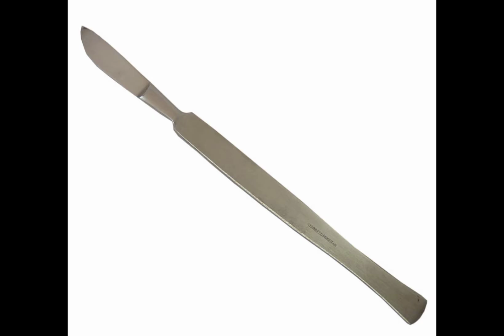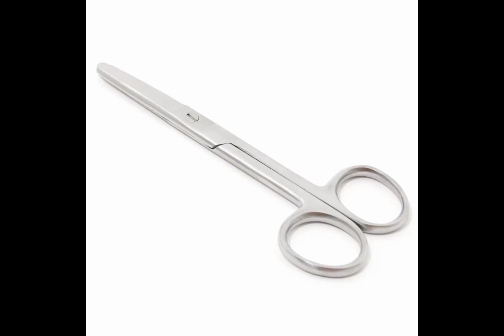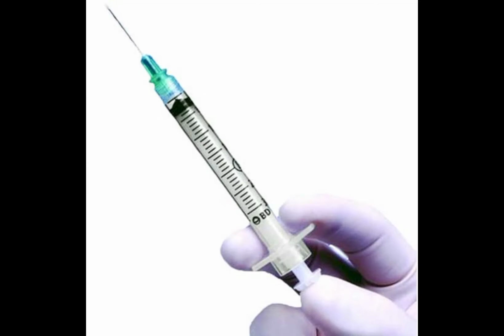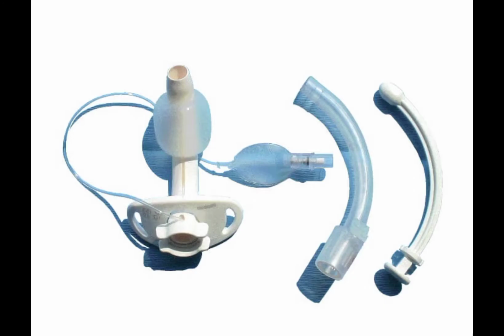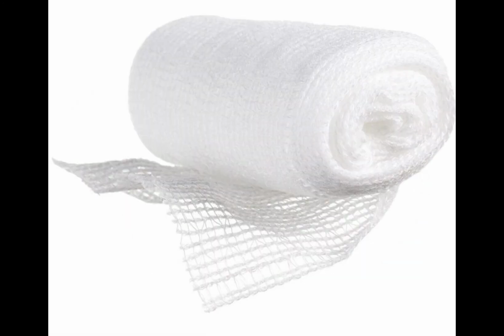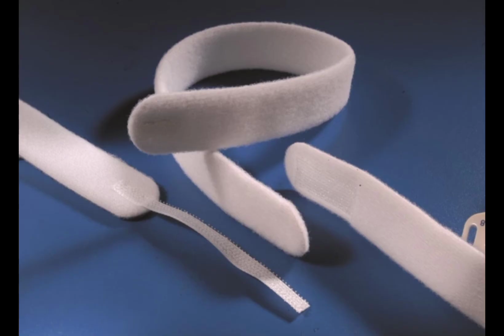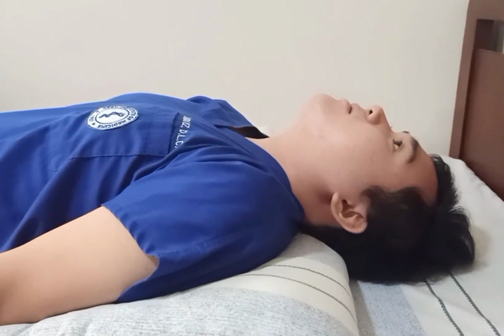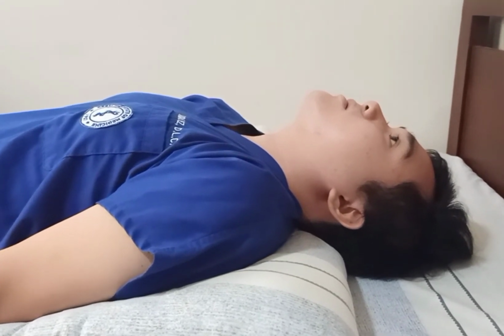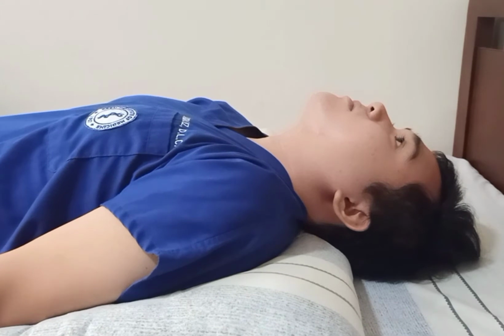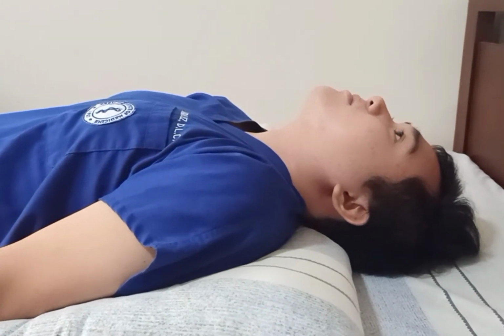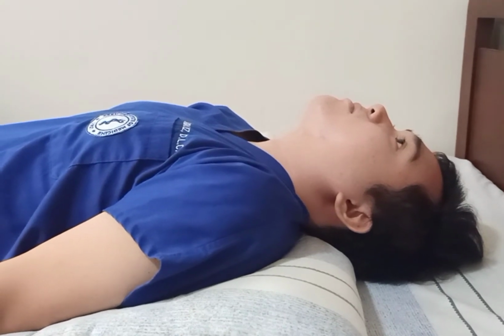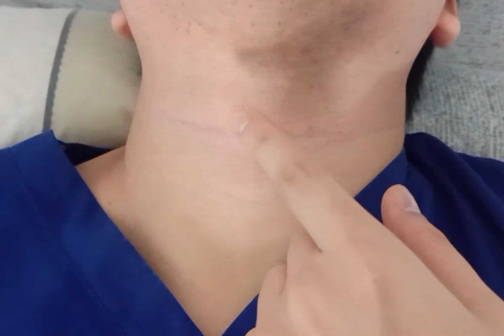Materials needed include the scalpel, the scissors, the retractors, the suction, syringe and needle, sutures, tracheostomy tubes, gauze, local anesthetic, and the tracheostomy tapes. Proper patient positioning. Place the patient in a supine position with the neck extended to provide adequate access to the cervical area. So you can place a pillow or a bag under the patient's shoulders to deliver the trachea out of the thorax.